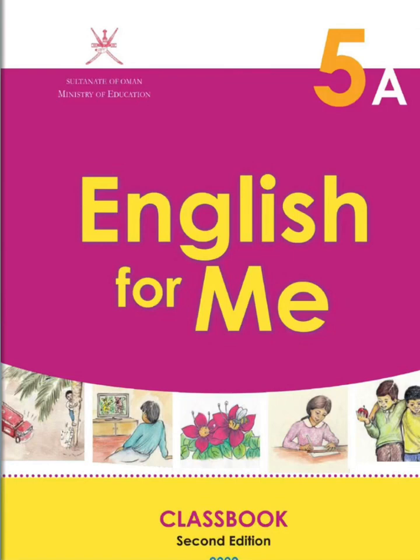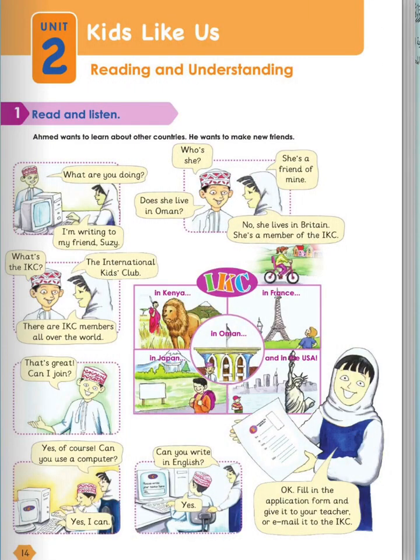We meet again, and this time we're completing Unit 2 of your class book. Are you ready? Let's start. The Unit 2 title is Kids Like Us. This is the page where we read and understand. So 1. Read and listen.